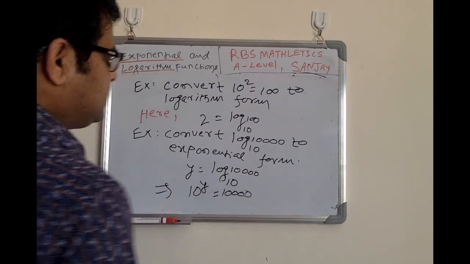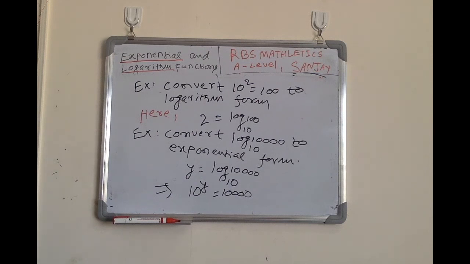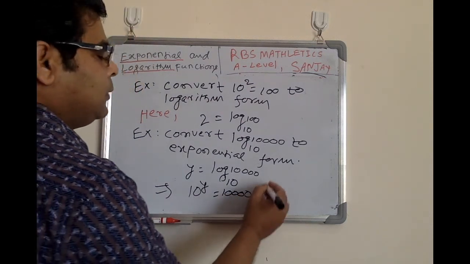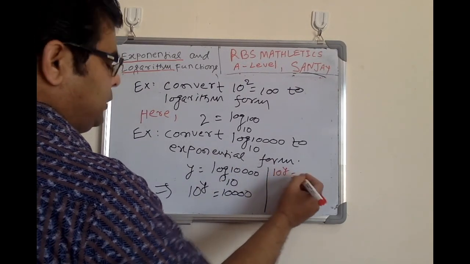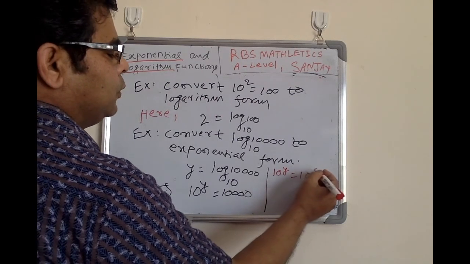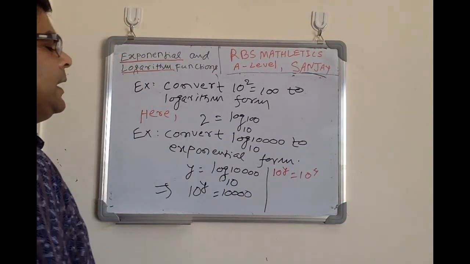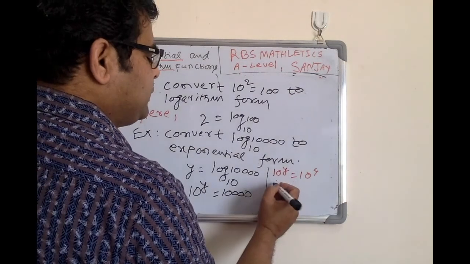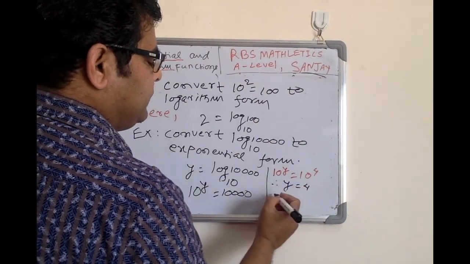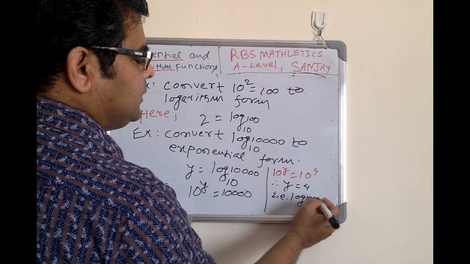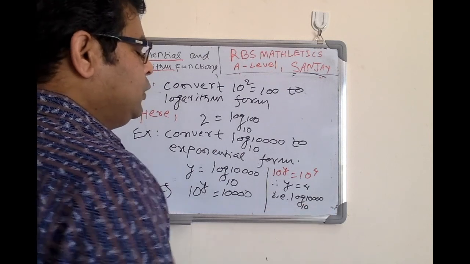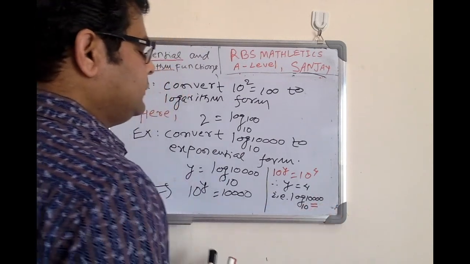Fortunately, in this case you can also calculate the value of log 10,000 to base 10 without using the calculator. 10 to the power y is equal to 10 to the power 4, and the bases are the same. Therefore you can write y equals 4, that is, the value of log 10,000 to base 10 is equal to 4.